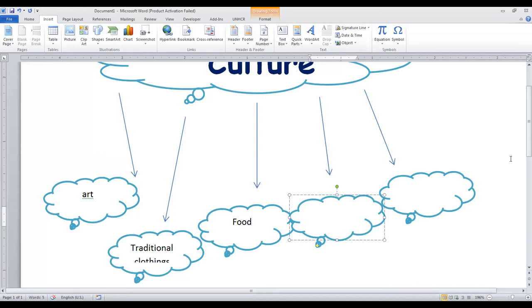Aisa. Dance. Traditional dance. Aisa, dance. Traditional what, Aisa? Dance. Yes, we have different traditional dancing.